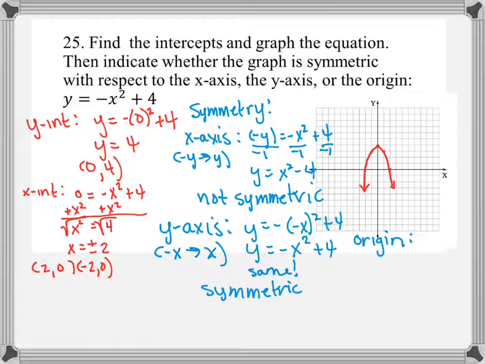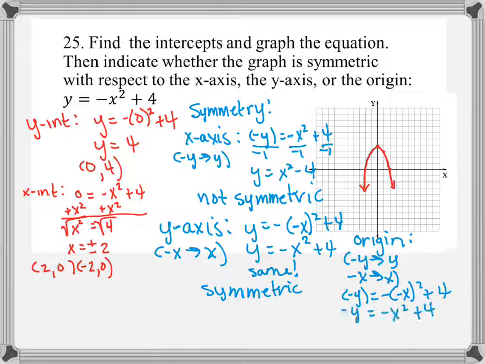Let's check whether it's symmetric with respect to the origin. Here we will substitute in both the opposite of y everywhere we see y and the opposite of x everywhere we see x. So the opposite of y equals the opposite of x squared plus 4, which simplifies to the opposite of y equals negative x squared plus 4. Divide everything by negative 1. And we have y equals x squared minus 4, which again is not the same as the original, so it is not symmetric with respect to the origin.